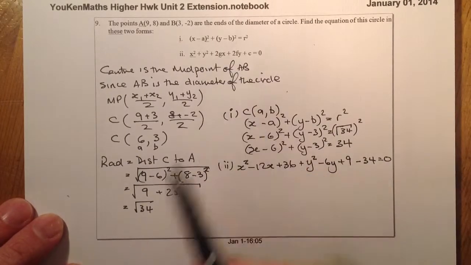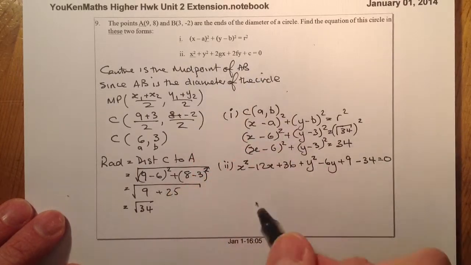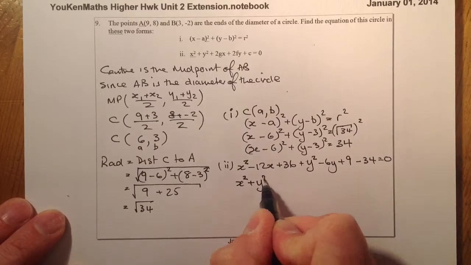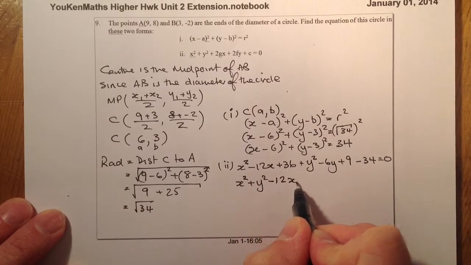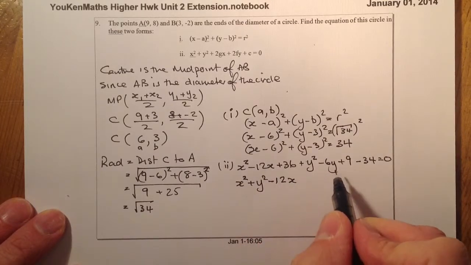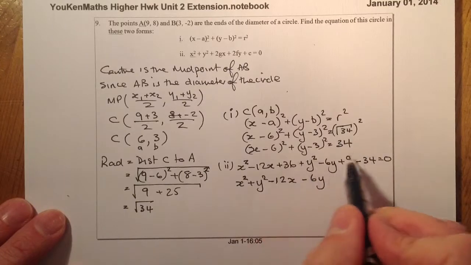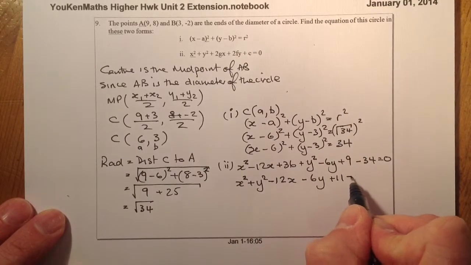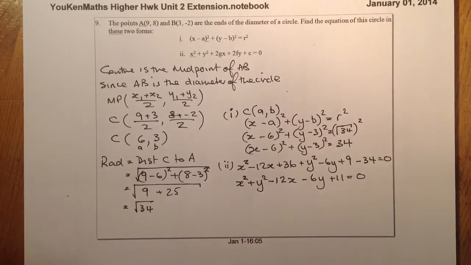So I've nearly got it into that form already, so all I'll do is gather everything up in the form that it is for that equation. So I've got x squared plus y squared, then minus 12x, so with x's first, then y next, which is minus 6y, and then gathering the numbers together, that would give me plus 11, and that equals 0. And that would be the question complete.